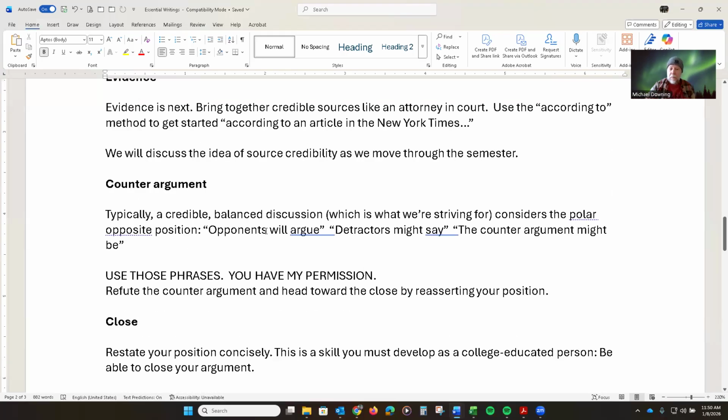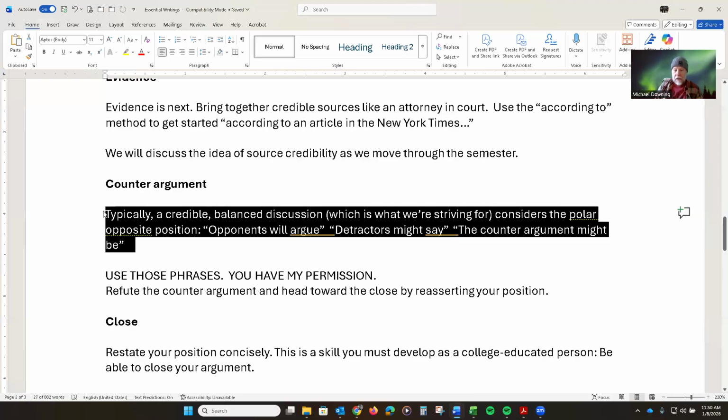Typically then in most of these, let me just read it. Typically then credible balanced discussion, which is what we're striving for, considers the polar opposite position. Opponents will argue, detractors might say, the counter argument might be. So if I am saying that the U.S. needed to go into Venezuela and arrest Maduro, I might say Democrats will argue that this is extrajudicial or illegal, or will set a bad precedent, or will open the door for Russia to claim Ukraine and China to claim Taiwan. I'm representing the other side.